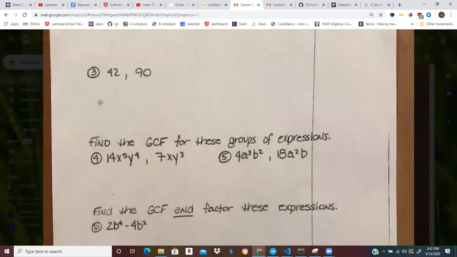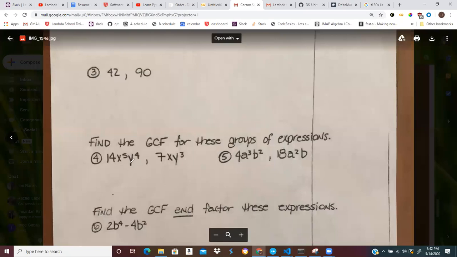Okay, I'm going to use this space right here. So this is the same context. Find the GCF. I'm just going to copy this one right here: 14x to the 5th, y to the 4th, and 7xy cubed. So first things first, I need you to factor the 14 and the 7. The factors of 14 are 2 times 7. Both of these are prime numbers, so that's the end of it.